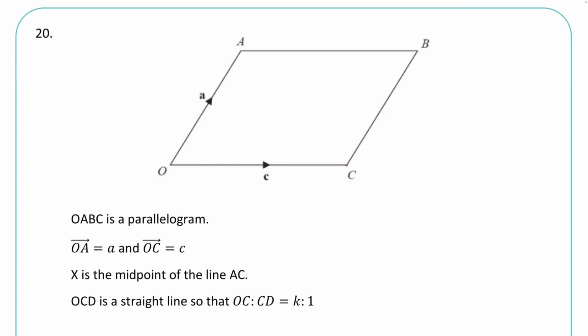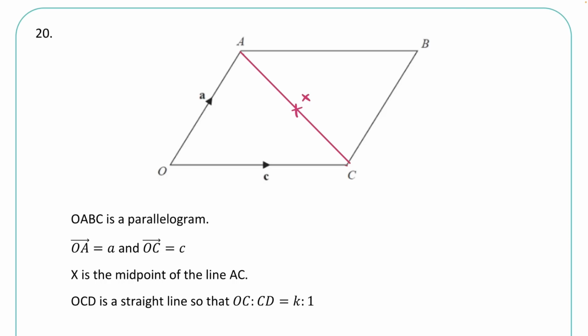Okay, so the question says OABC is a parallelogram. O to A is A, which we can see, and O to C is C, which we can also see on the bottom there. X is the midpoint of the line A to C. Now that's something that's not drawn on there, so we could draw that in. And the midpoint is around here, and we'll call that X.